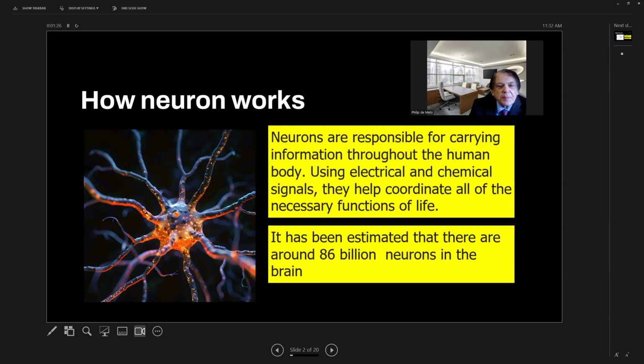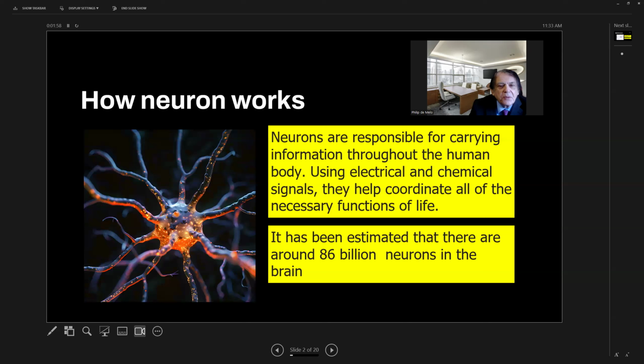So neurons are responsible for carrying information throughout the human body. Neurons send signals everywhere in our body. And actually, the neural network that we build is called an artificial neural network, and it mimics the neural systems in our body. Using electrical and chemical signals, neurons help coordinate all of the necessary functions of life.